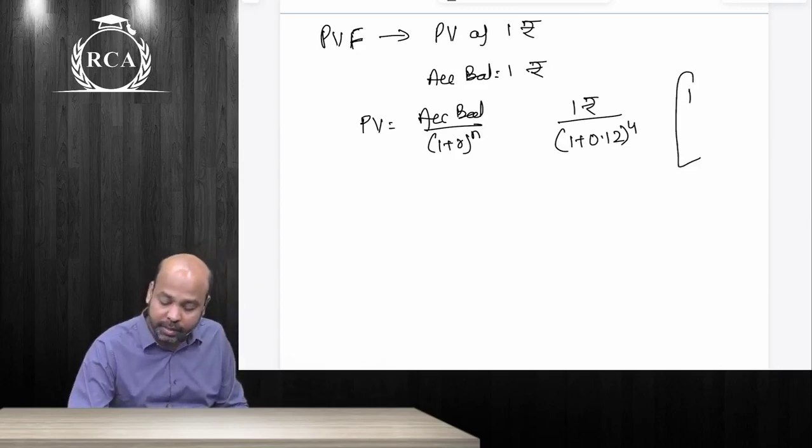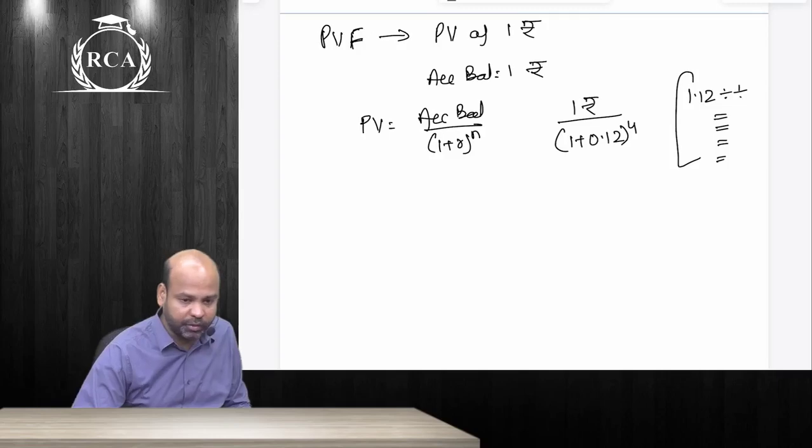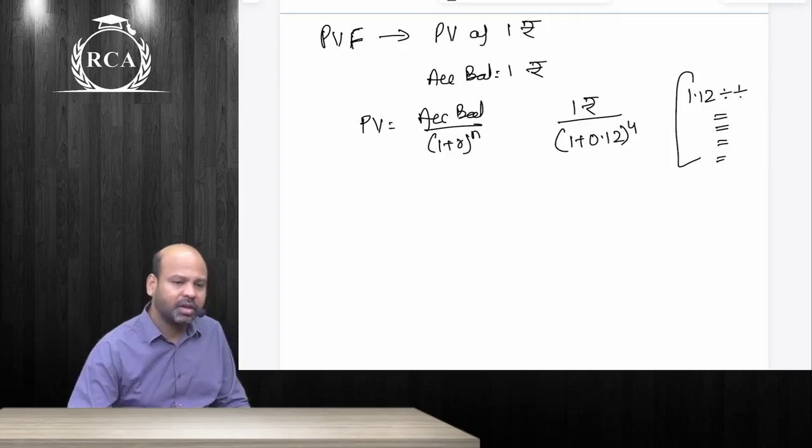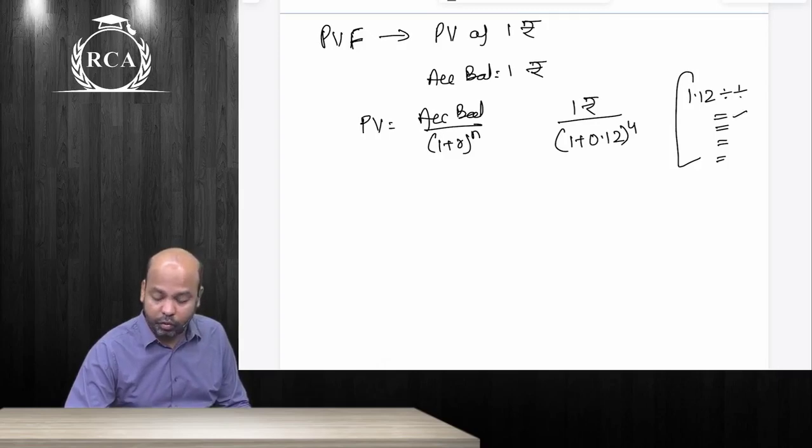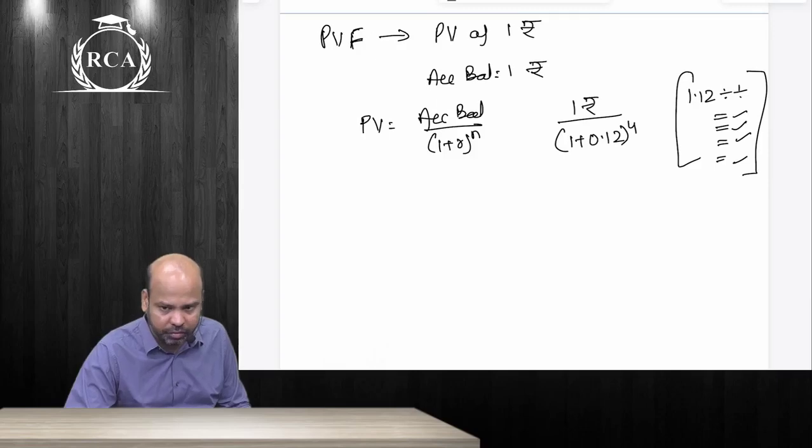You can directly write beta 1.12 divided by twice, press equal to 4 times. The new calculators you will have to press divided by twice. So 1.12 divided by twice, press equal to 4 times because you want 1 divided by 1.12 whole power 4.